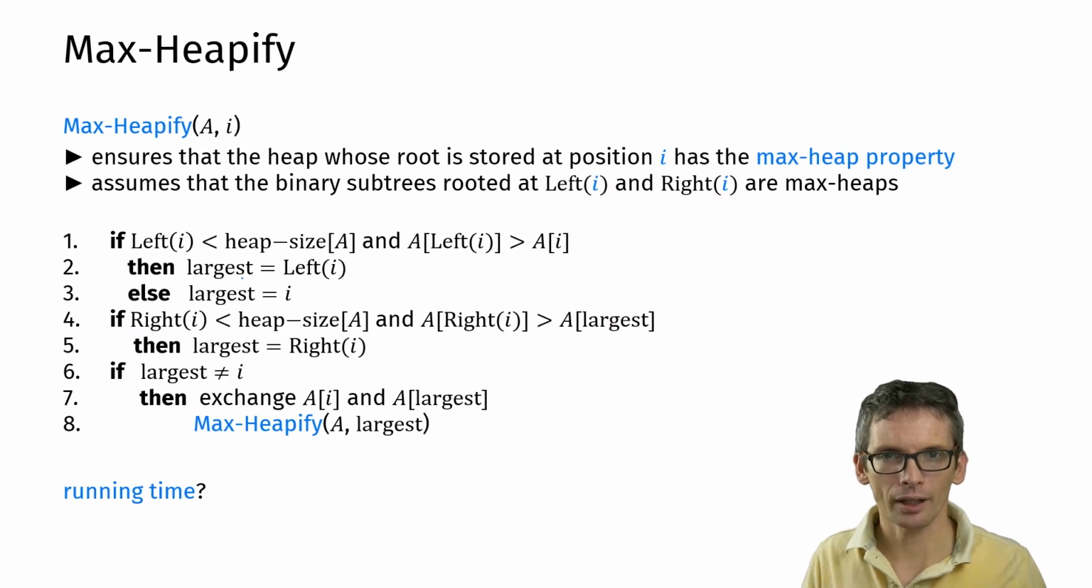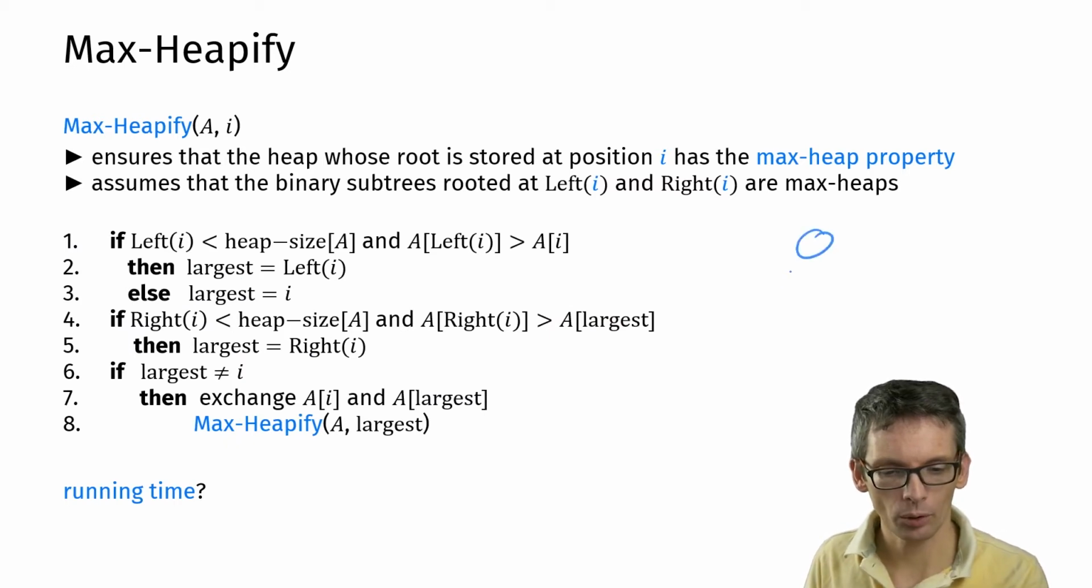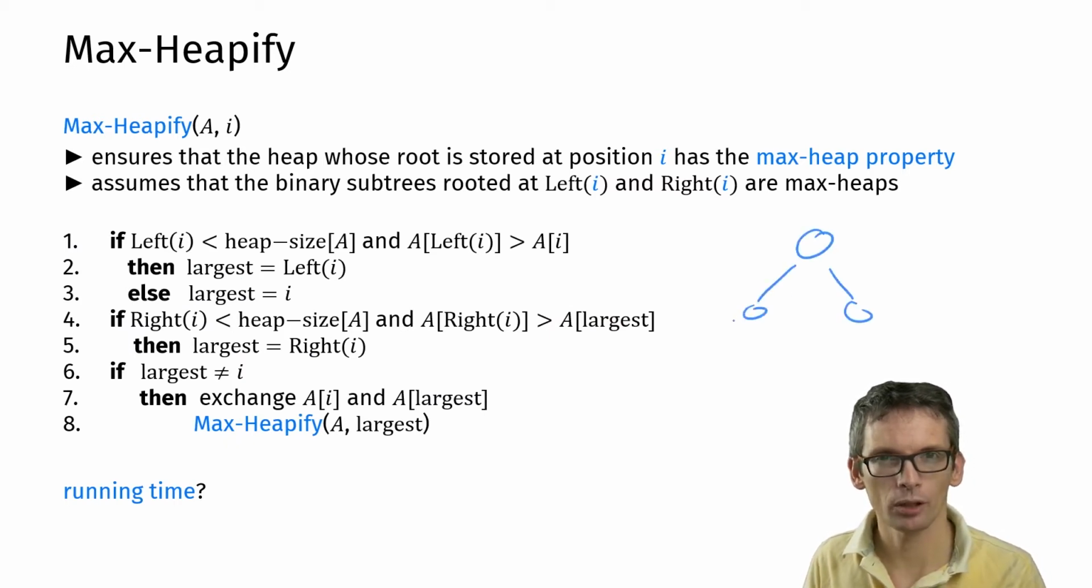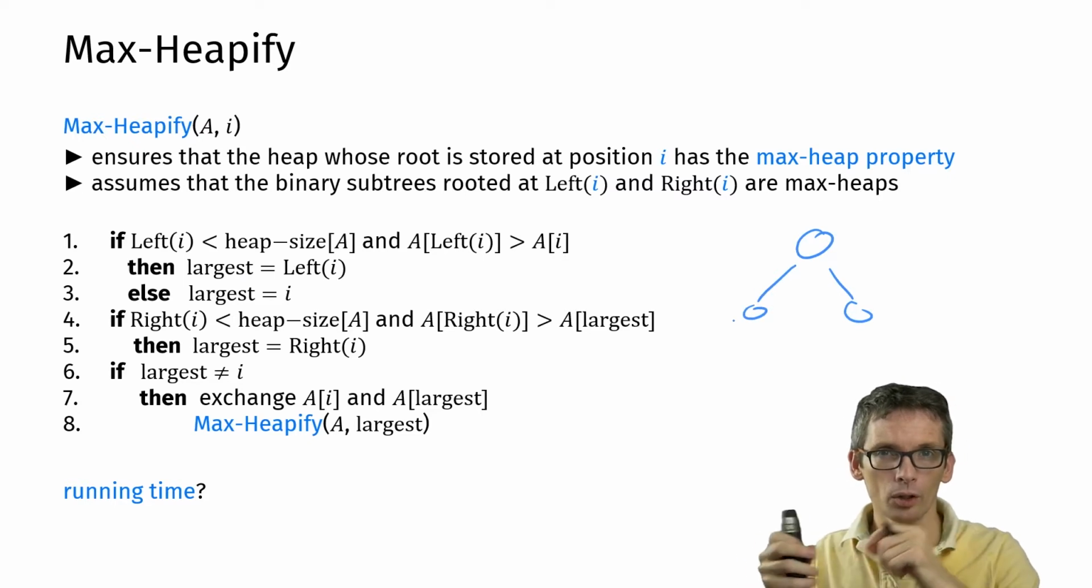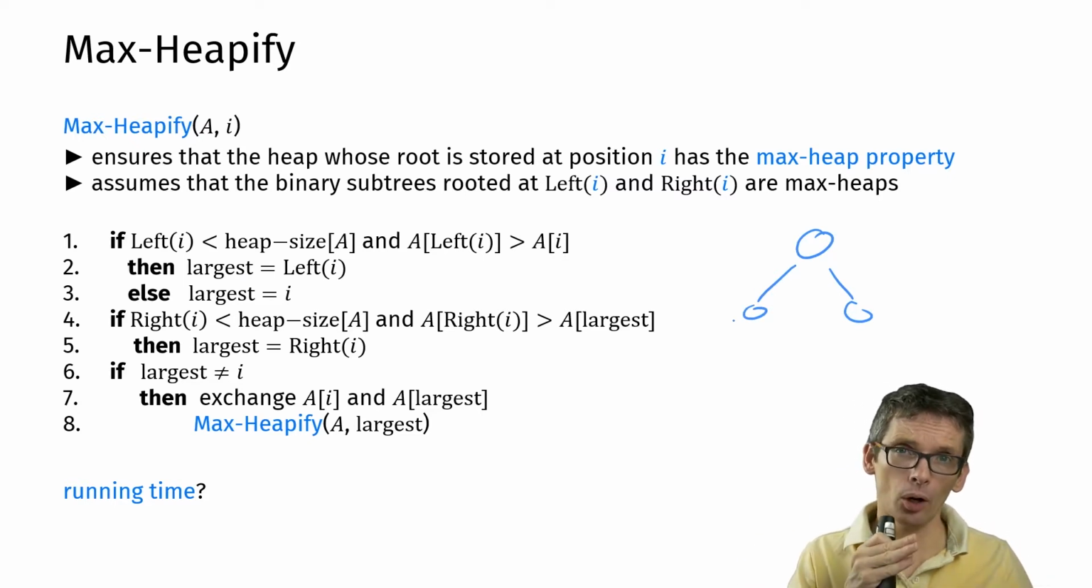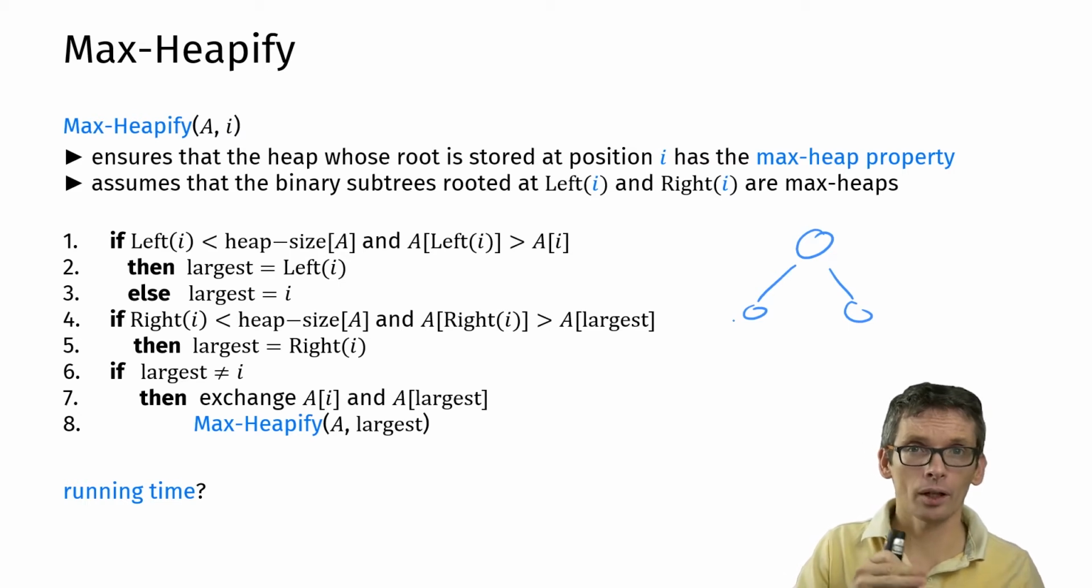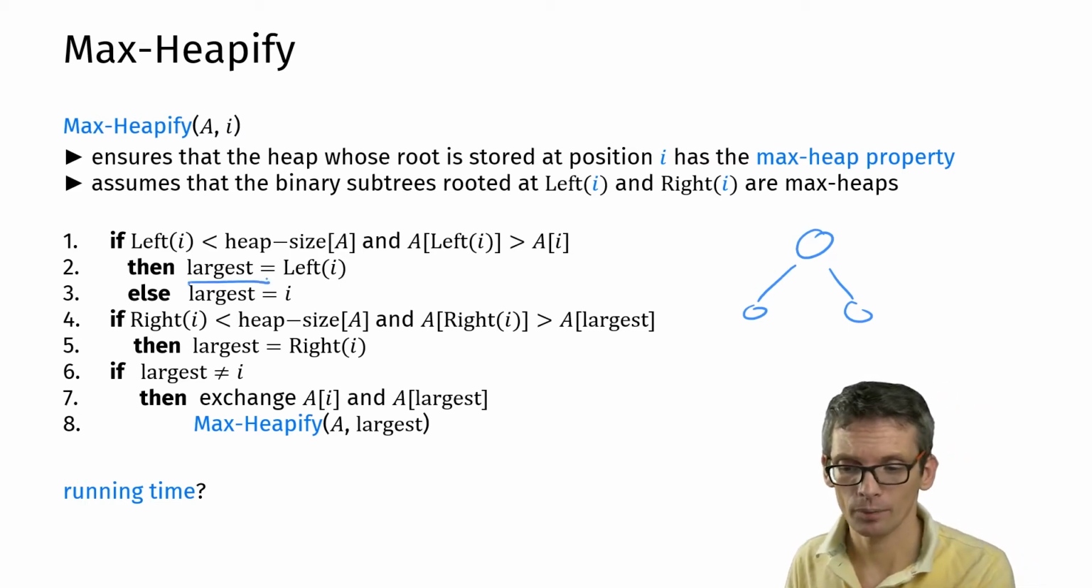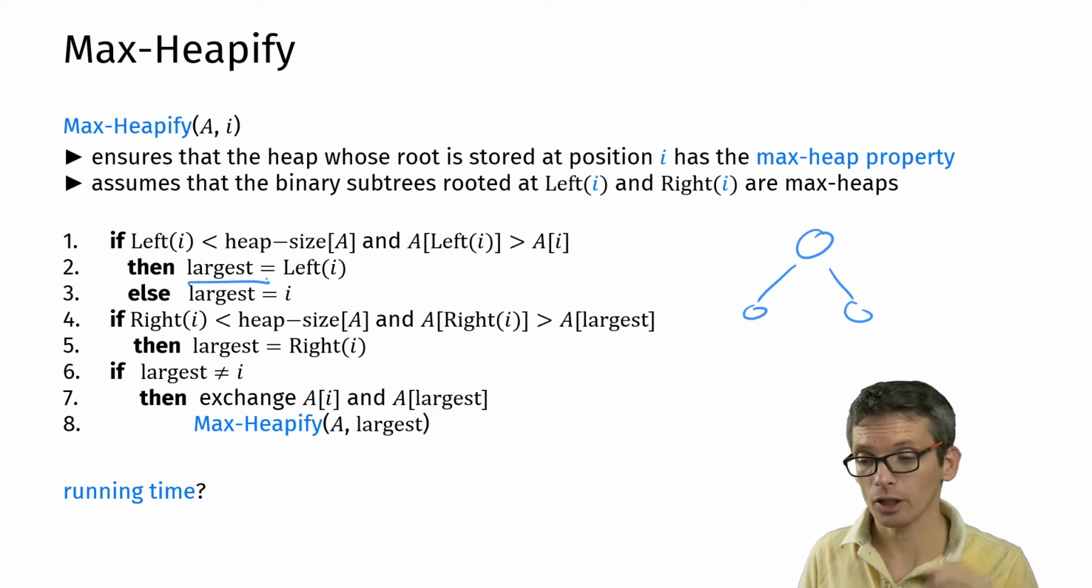How does this look like in code? So if I'm at a node, and it might have 2 children, I will want to find out which of these has the largest key. And I'm calling the index of that node largest. So I want to find out what is largest, and I do it in the following way.